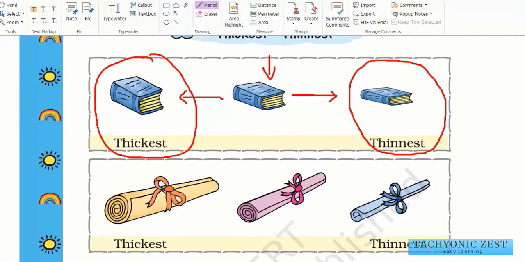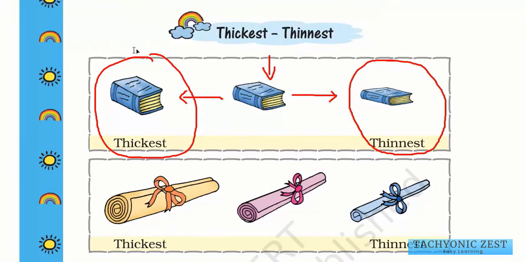If we have to say the thickest among all these three, this one is the thickest book. The thinnest book among all these three books is this one. And this book over here is thicker when we compare it with this book over here. And this book again is thinner when we compare it with this book over here.